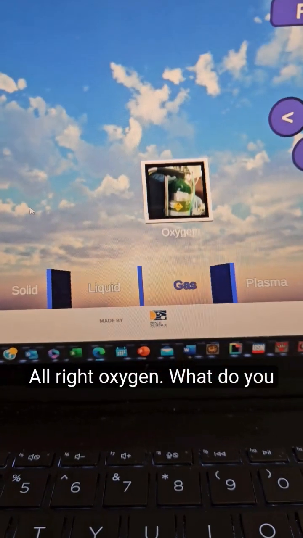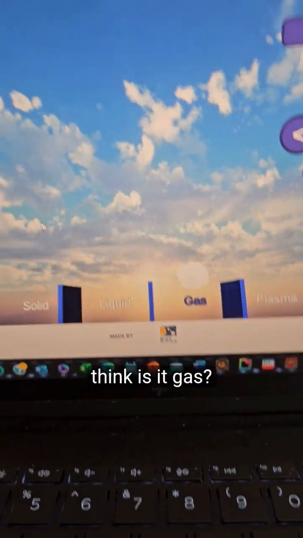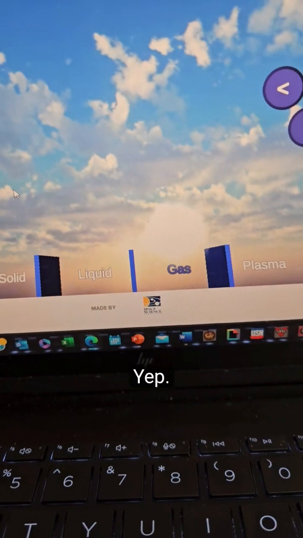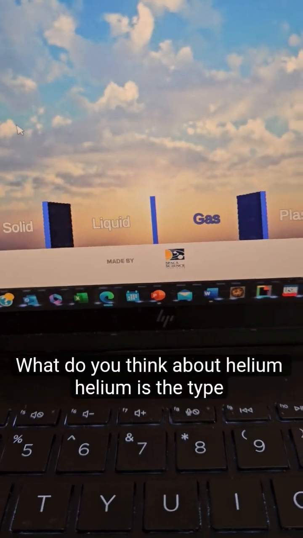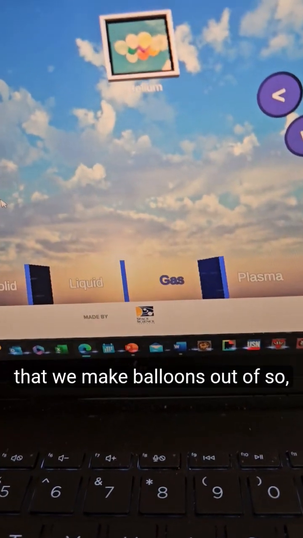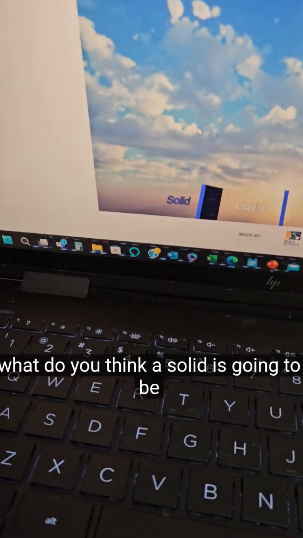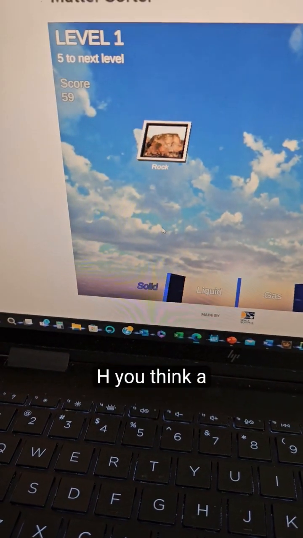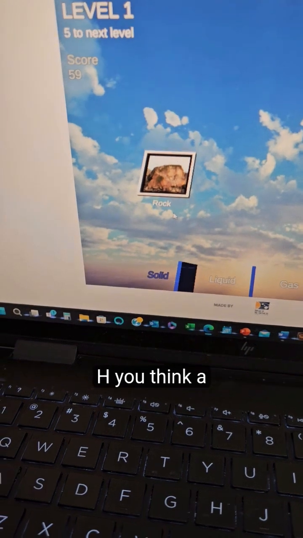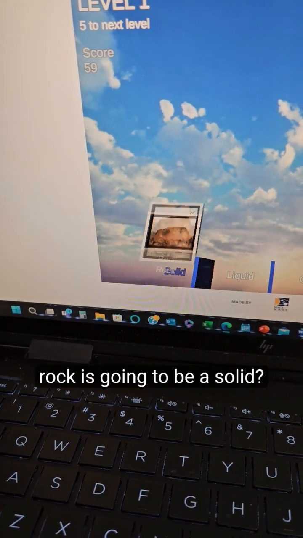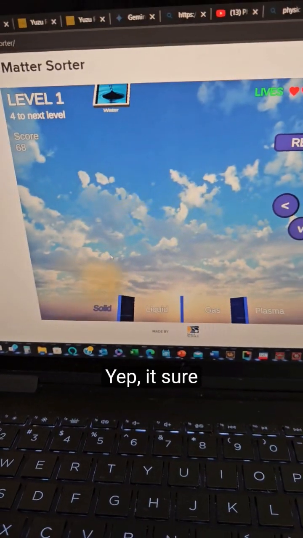Alright, oxygen, what do you think? Is it gas? Yep. And what do you think about helium? Helium is the type that we make balloons out of. So what do you think? It's that. And what do you think a solid is going to be like? You think a rock is going to be a solid? Yep. It sure is.